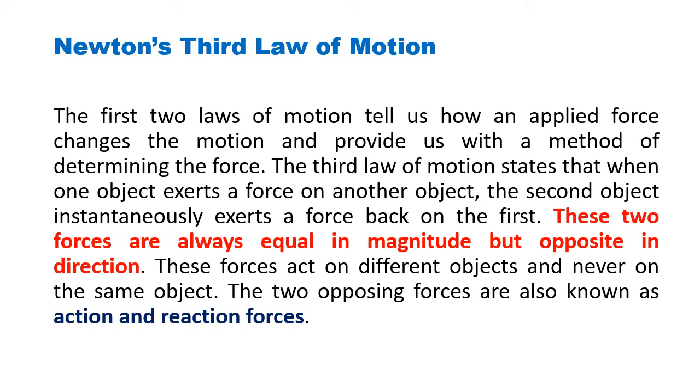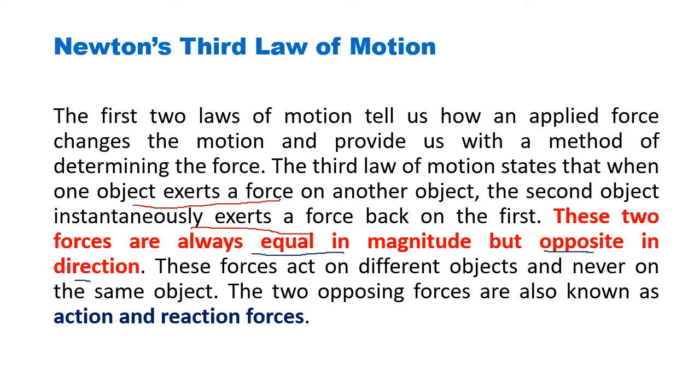Okay, now the third law says that when one object exerts a force on another object, the second object instantaneously exerts a force back on the first. We can use the word instantaneously or simultaneously. So when body A is applying a force on body B, at the same time the body B applies a force on body A. But these forces are equal in magnitude and opposite in direction.